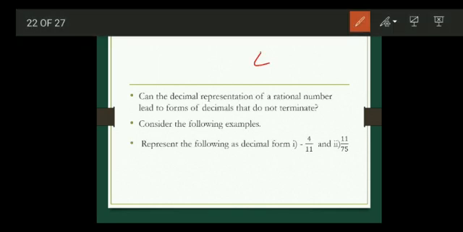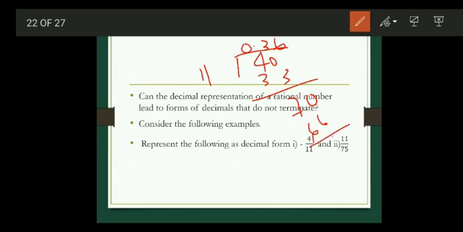Now divide 4 by 11. 0.0 we'll get. 3 11s are 33. Remainder will be 7. Since we have already taken the point, you can add 0. 6 11s are 66. Remainder 4. Again add 0. 3 11s are 33. Remainder 7. Every time this remainder 7 will repeat. Again we'll add 0. We'll get 6.